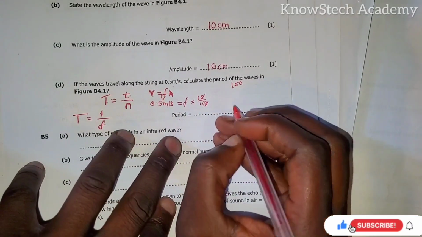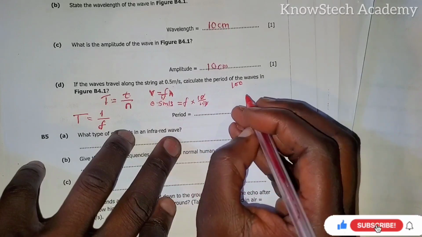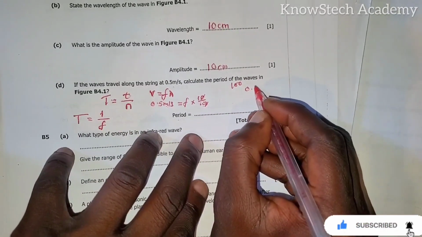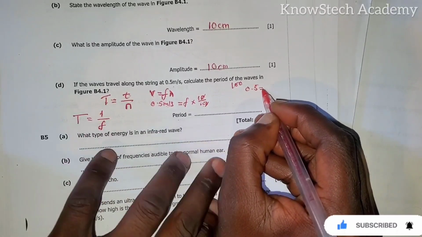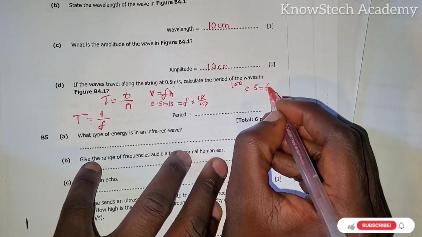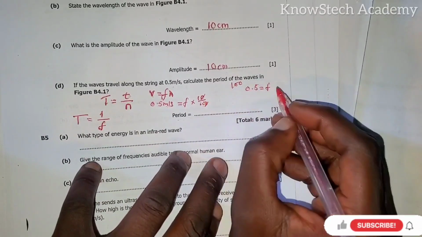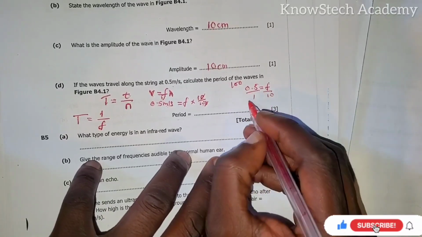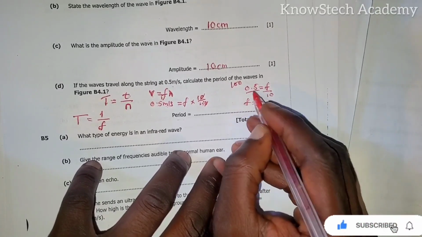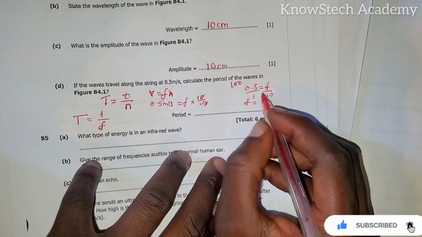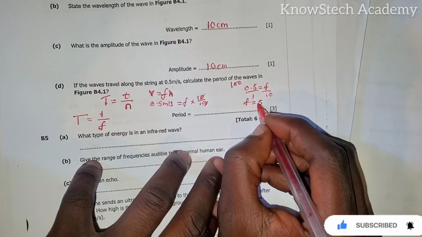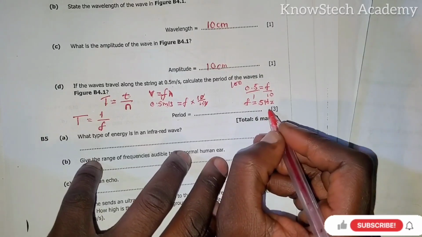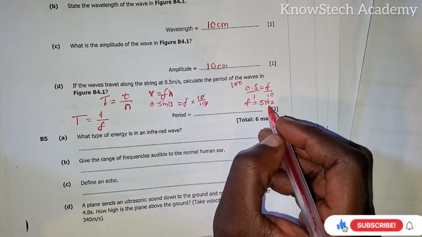Now let's make it simple. Let's just get 0.5. So 0.5 is equal to frequency times 1, which is frequency, over 10. Cross multiply. Frequency is equal to 0.5 times 10, which is just half of 10, which is 5. 5 what? Hertz. These are the units for frequency.